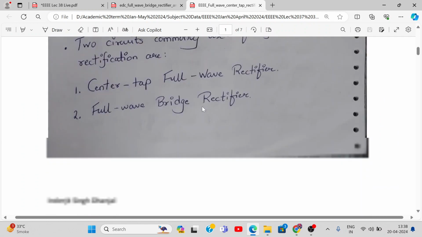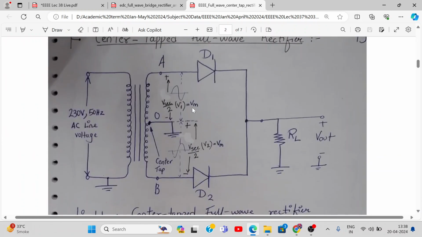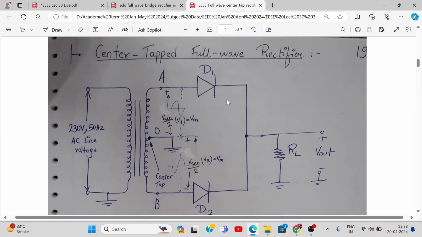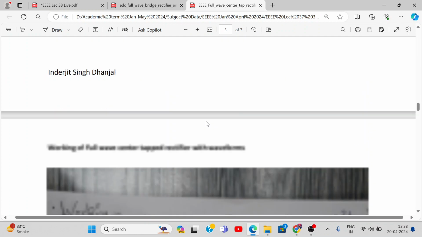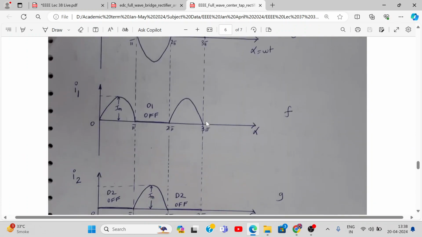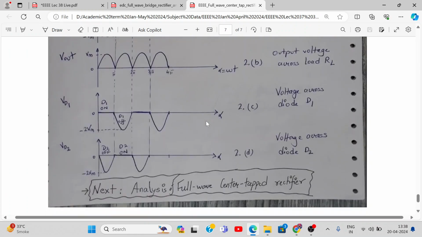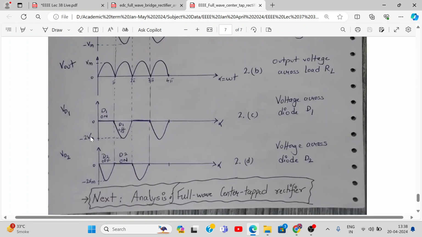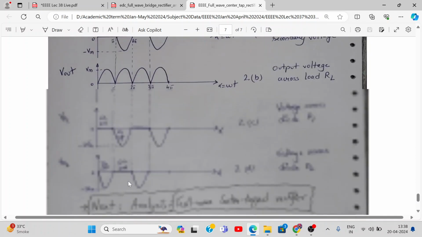If you see the screen, at one point of time only one diode is on. When one diode is off, the V secondary by 2 voltage appears. So V secondary voltage will be appearing across the diode, and that will be twice VM. Let me show you the waveforms. Here I have drawn it. See, the voltage across the diodes VD2 and VD1 is minus 2 VM.